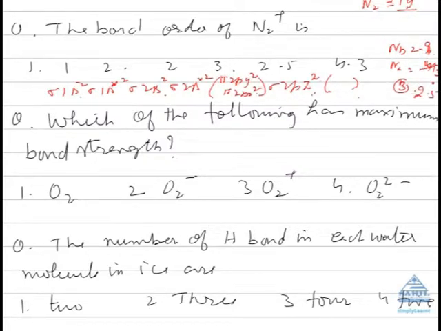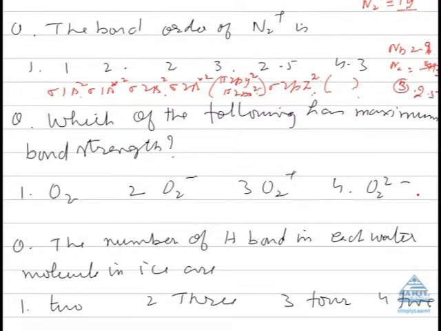In order to answer such questions, you remember the configuration of the oxygen molecule. In the case of the oxygen molecule, the last electrons are in the anti-bonding molecular orbital and the bond order is 2. Now you correlate. If it asks O2 plus, it means an anti-bonding electron is being removed. Whenever an electron is removed from an anti-bonding molecular orbital, the bond order increases by half. Whenever an electron is removed from a bonding orbital, the bond order decreases by half.